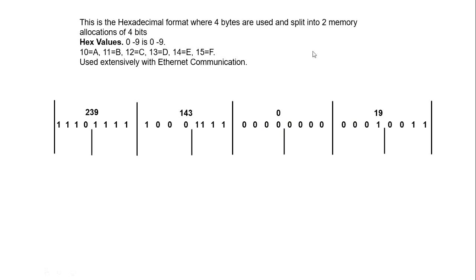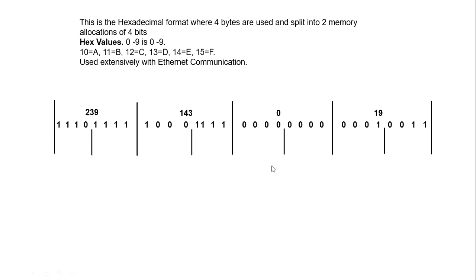Then we get to hexadecimal. Now, hexadecimal is used extensively in Ethernet communication. The actual word we have here is split into 2 memory allocations of 4 bits, which is also called a nibble. The hex values 0 to 9 are 0 to 9, just like decimal. When it gets to 10, it becomes alphabetical. 10 is A, 11 B, 12 C, 13 D, 14 is E, and 15 is F. 15 is the maximum value you can get in a nibble.